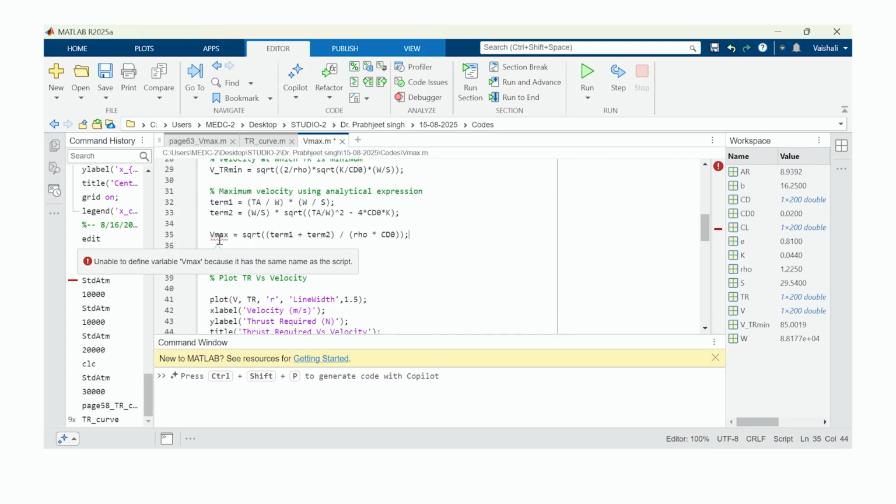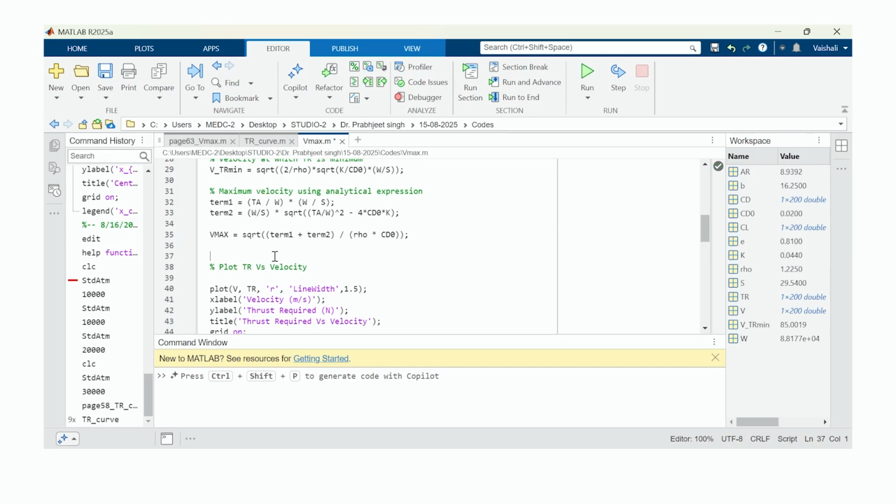It is saying it has not used Vmax, since it has the same name. So let me change it to V capital max, Vmax. Alright, now it is fine.